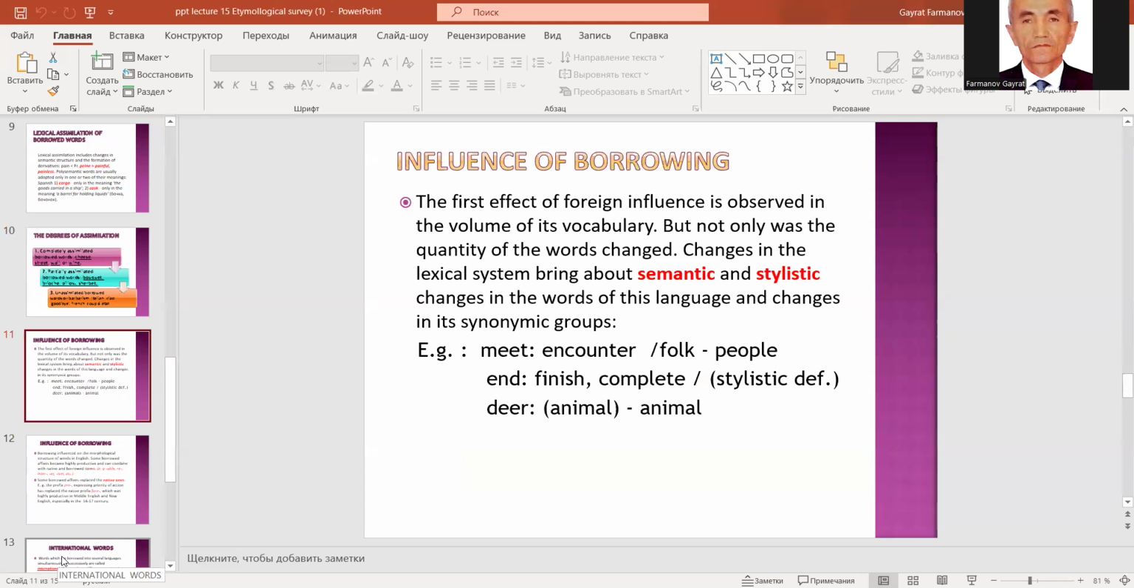Influence of borrowing. The first effect of foreign influence is observed in the volume of the vocabulary. But not only was the quantity of the words changed. Changes in the lexical system bring about semantic and stylistic changes in the words of this language and changes in its synonymic groups. For example, meet, encounter; folk, people; finish, complete; stylistic differentiation, deer, animal.